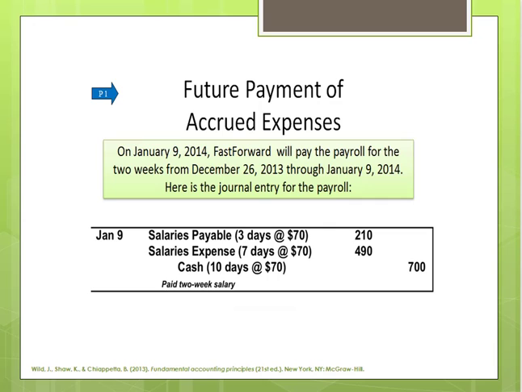We also need to record the other 7 days worth of salaries expense. Remember, we recorded the 3 days worth of expense in December. Now we need to record the other 7 days related to January. So we're going to debit salaries expense for $490. The entire $700 will be credited to cash as we're actually paying the employee.